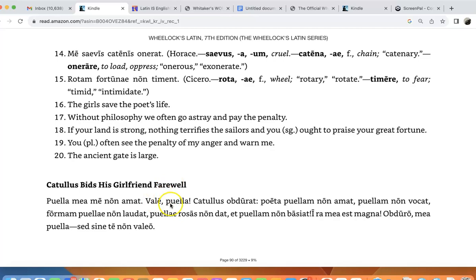Vale, farewell, my girl. So this is a good example of the vocative, which is the same as the nominative, as your text points out. So farewell, my girl. If you don't love me, then good riddance.